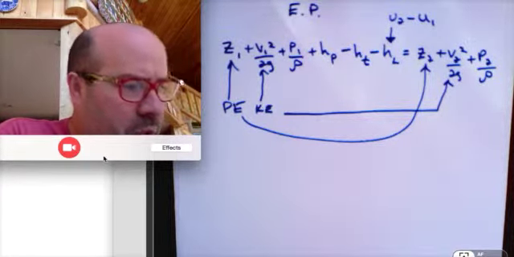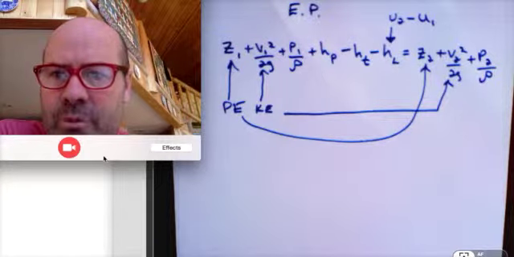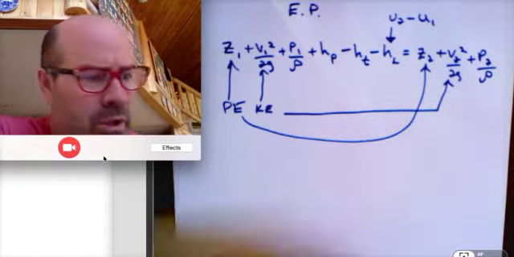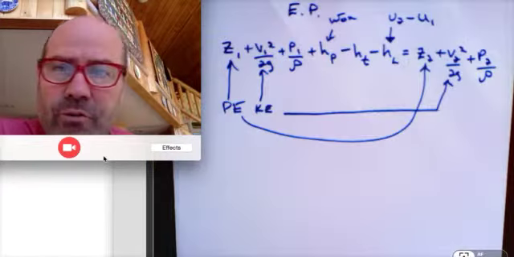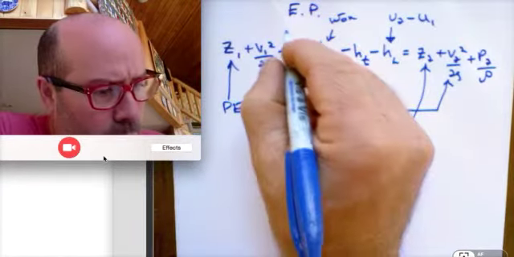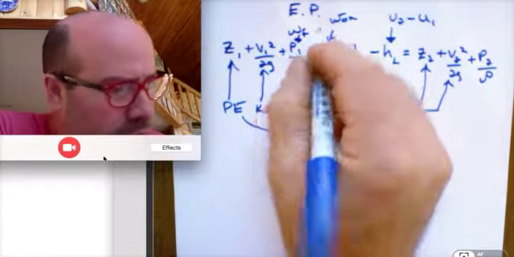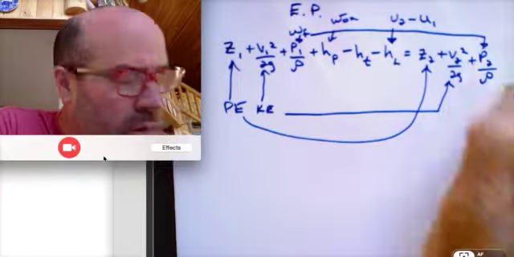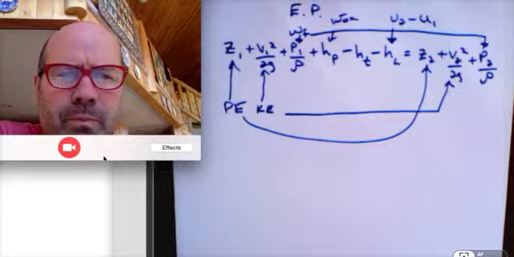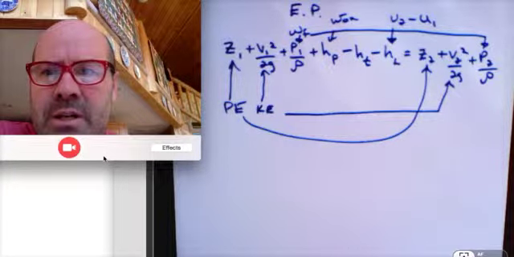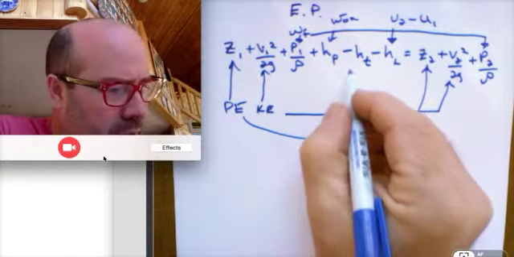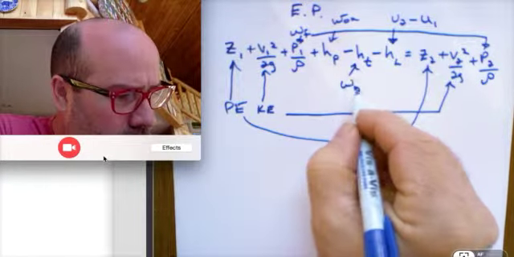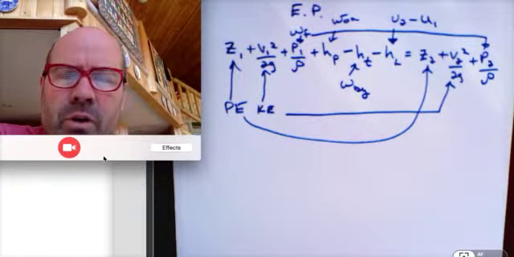And the work, remember now if you've had thermo, there are two kinds of work. There's shaft work, so this is shaft work on, and then there's flow work. And the flow work is sitting here in the pressure over density term. Heat transfer is neglected in the energy principle, so it's gone. And then this would be work by.